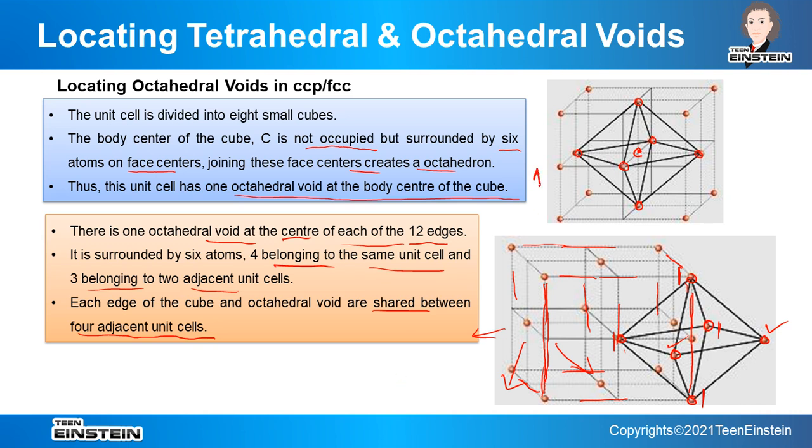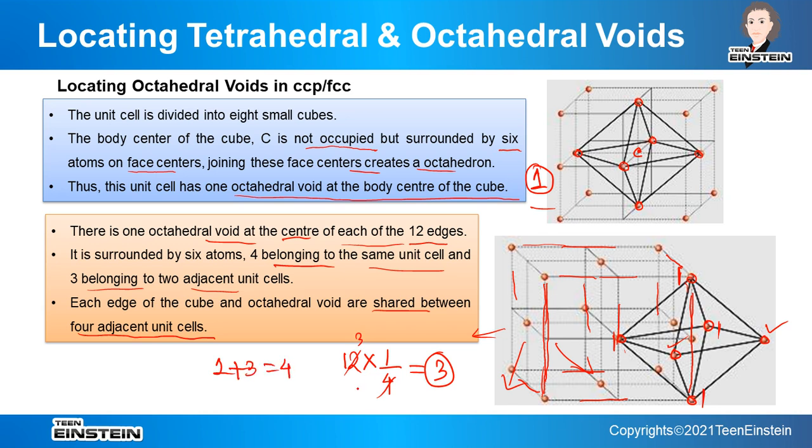So here we are obtaining one void which is completely inside the unit cell, so it is not shared with other unit cells. But in the second case, there are a total of 12 octahedral voids possible, but each is shared among 4 unit cells. So if we want to know the contribution only in this unit cell, it should be multiplied by 1 by 4. So the contribution of these voids, that is the part of the voids included only in this unit cell, will be 3. Okay, so this is 3. Now 1 and 3, the total number of voids, will be 4.